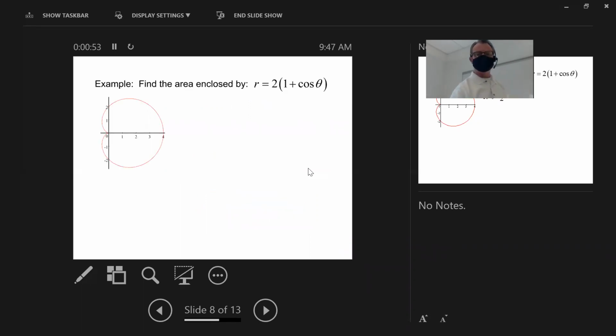So the example we're going to go over is this. This is the example that we're going to refer to in the PDF. This is what you're going to model to do the question we send you to. So if you were to graph this, r equals 2 times (1 plus cosine theta), that's what it would look like. And you want the area in there.